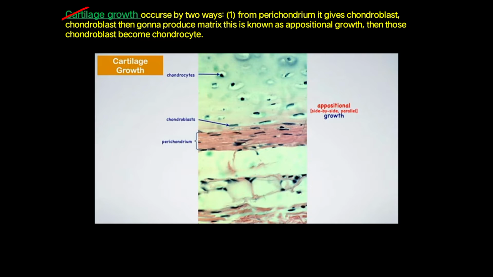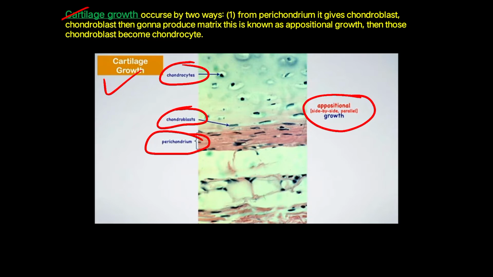As we can see in this photograph, it is showing the growth. This is the perichondrium, these are the chondroblast cells, and these are the chondrocytes. And blast means forming cell. So appositional, side by side parallel growth is shown in this photograph, means this perichondrium, which has these chondroblasts, they are growing on this side and this side, both sides. So cartilage growth occurs in two ways. First, from the perichondrium, it gives chondroblasts, and chondroblasts then produce matrix. This is known as appositional growth. And then those chondroblasts become the chondrocytes. So this is the appositional growth.